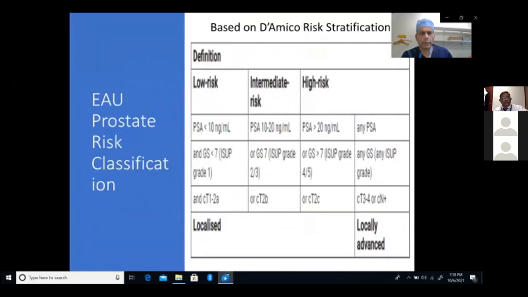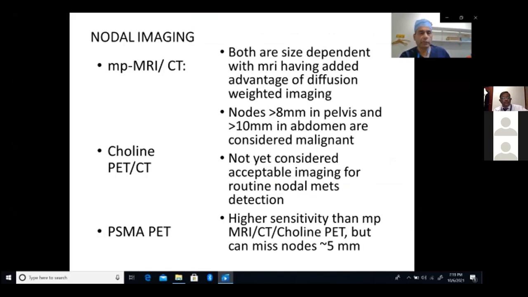Then we go on to this D'Amico risk stratification. Low risk prostate cancers have PSA less than 10 nanograms per ml, Gleason score 6 or less, and localized cancer T1 or T2. Intermediate risk cancer has PSA from 10 to 20 nanograms per ml, Gleason score 7, T2B, both lobes involved. High risk cancer has PSA over 20, Gleason above 7, which is 8, 9, and 10, grade 4 or 5, and T2C cancers, both lobes involved. And then we have locally advanced, where it's T3, where the cancer has breached the capsule, and also the local pelvic lymph nodes are involved.